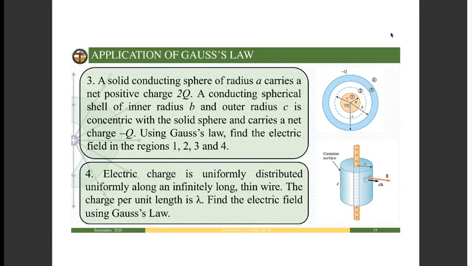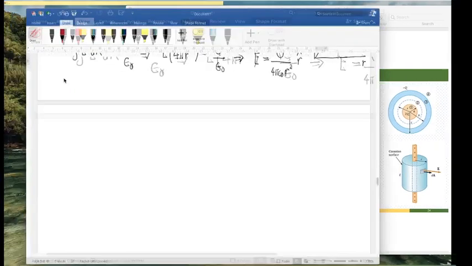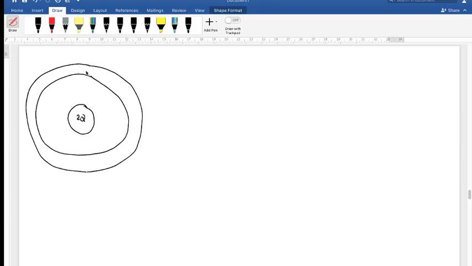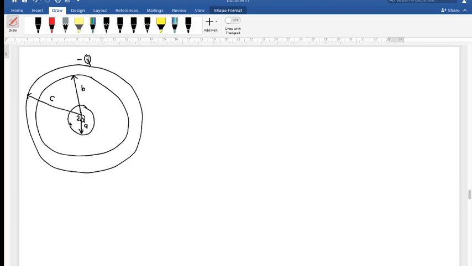Okay, so let's do that. We have to find the electric field in regions 1, 2, 3, and 4. We have a solid conducting sphere with positive 2q, then a spherical shell with charge negative q. We have radius B, the inner radius of the shell, and the outer radius is C. The radius of the conducting sphere is A. So how to do that? We have to find the regions: region 1 is here, then 2, 3, and then 4.